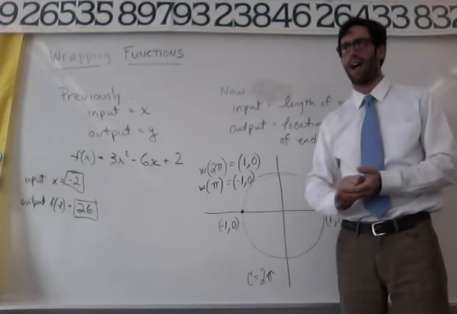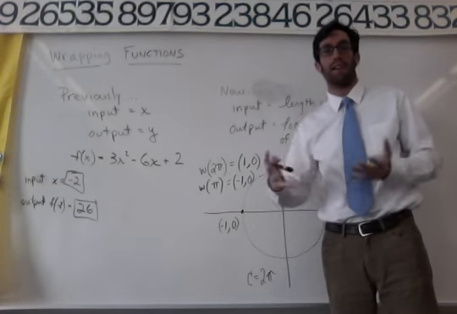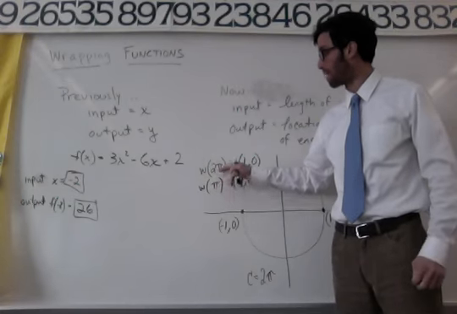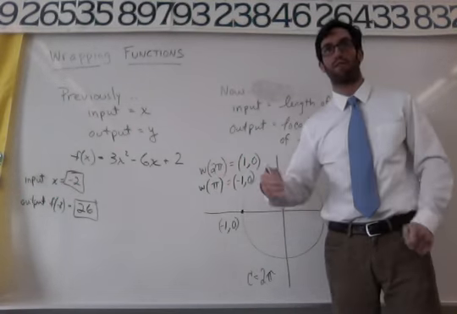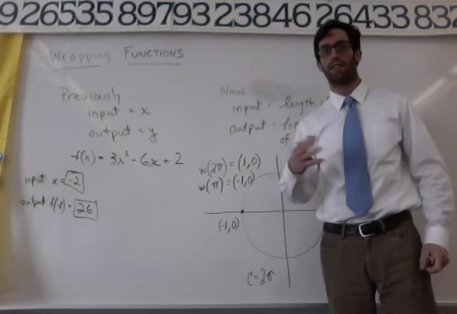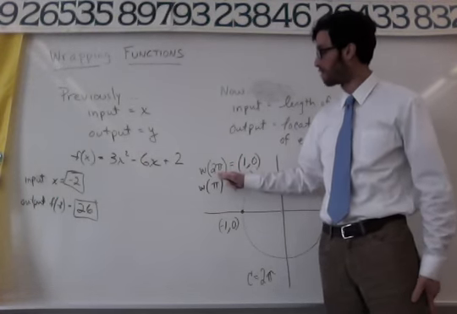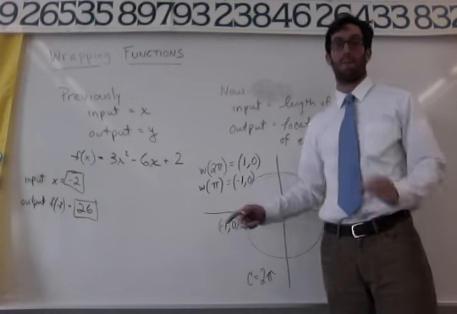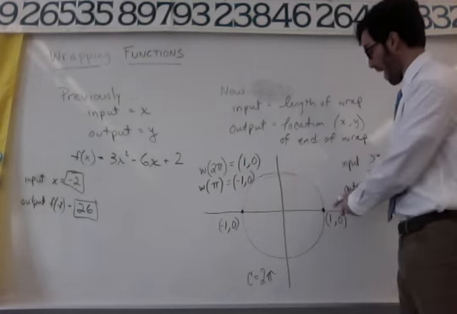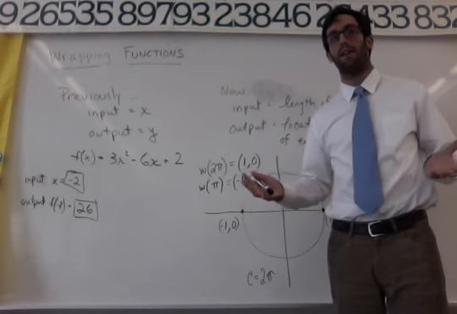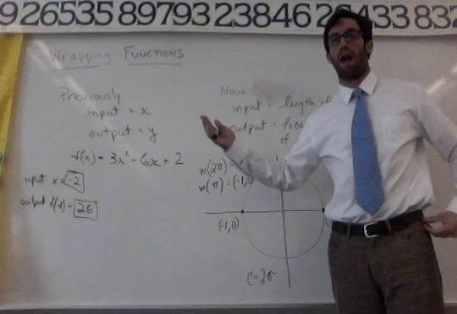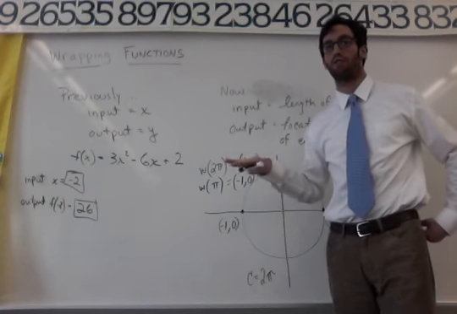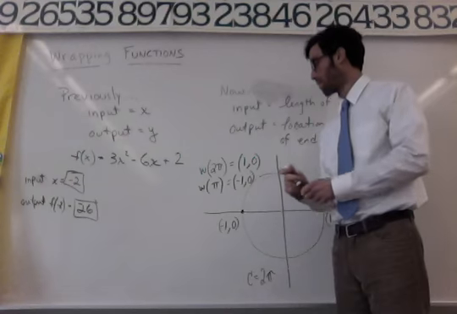The domain of this, the types of wraps or the lengths of wraps you can enter here, is the set of all real numbers. You can enter negative wraps. You can have a wrap of 0. A wrap of 0, you'd be at 1, 0. You haven't gone anywhere. You can have a very, very large wrap also in the positives. There's no restriction on the domain for a wrapping function.